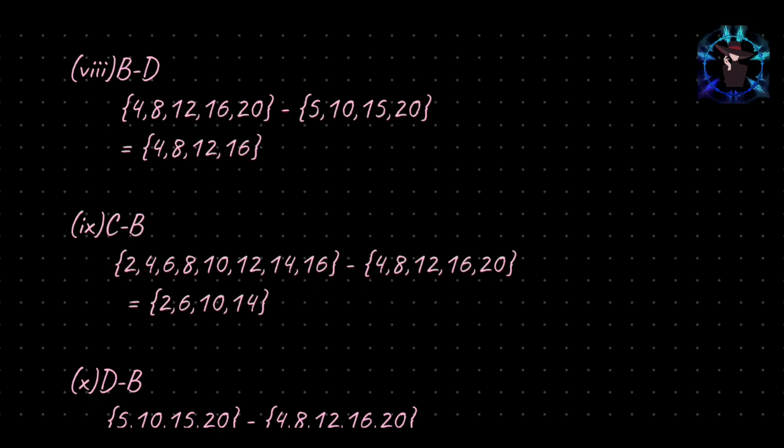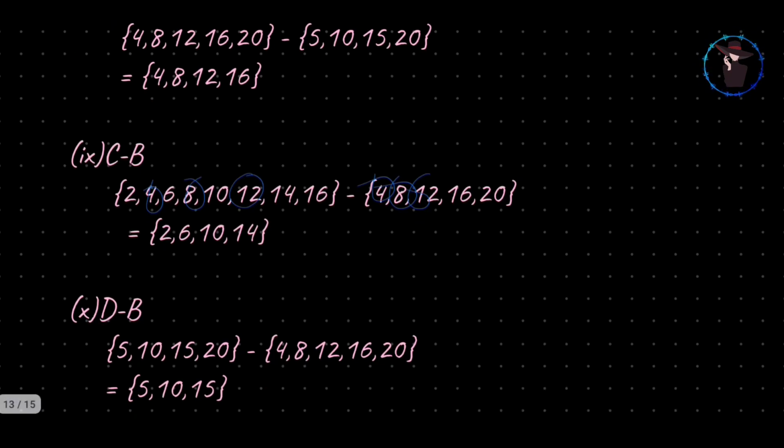Similarly with C minus B, let's remove the common stuff here, which is 12, 8, 4. The remaining is 2, 6, 10, 14, right? Now, D minus B, we have only 20 common. Let's remove this 20 and we got 5, 10, 15.